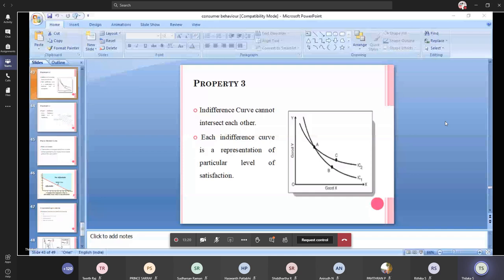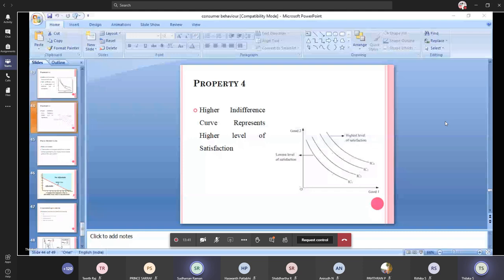And if you have one more indifference curve which is above the first indifference curve, those indifference curves give higher levels of satisfaction, and this will be clear if you see this one. Is property 4 visible? Guys, is property 4 visible? Yes, ma'am. Okay, ma'am.